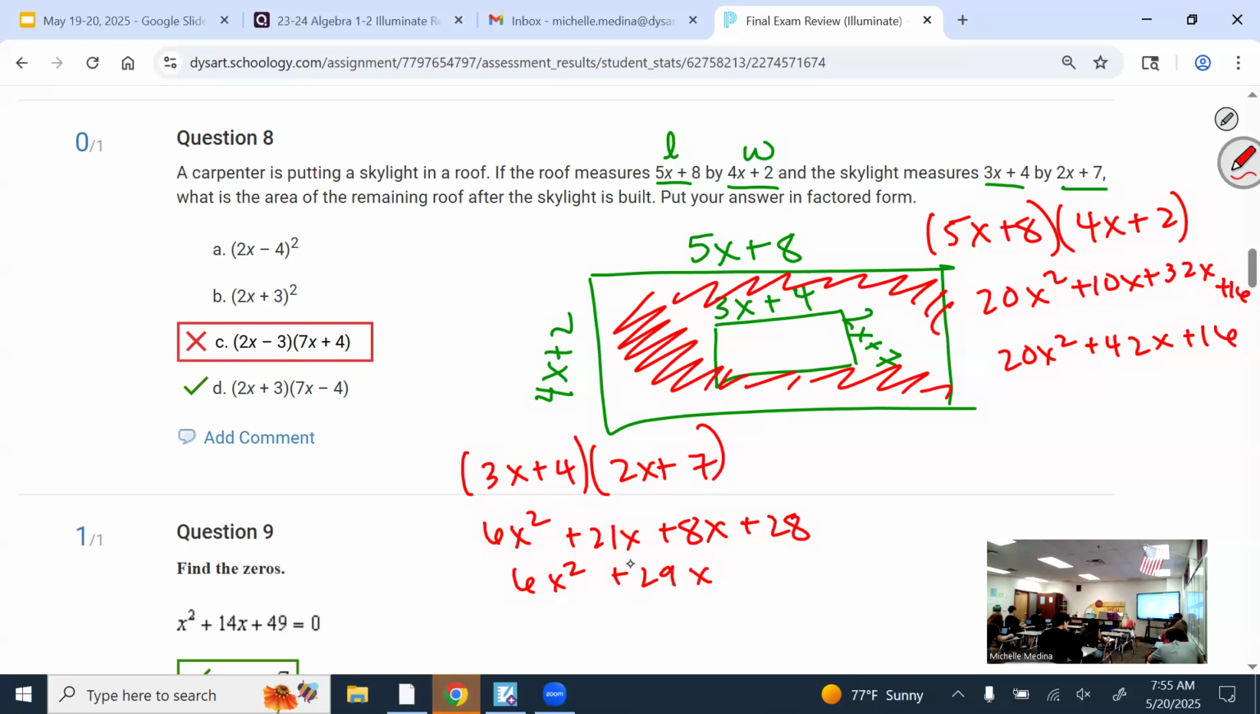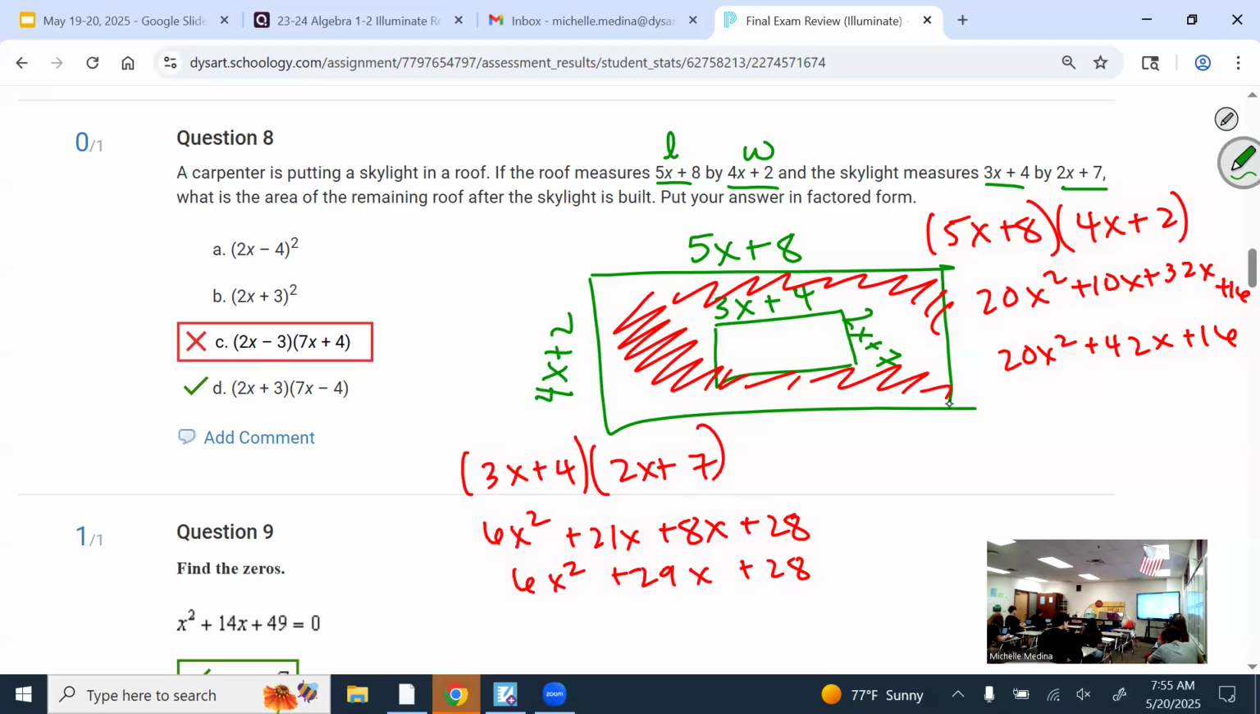29x in the middle. But we're not done there. We have to now subtract them and then put it in factor form. So kind of a lot of work, but there are some shortcuts we could take, but the calculator cannot multiply the x's for you. So they also can't combine like terms for you.